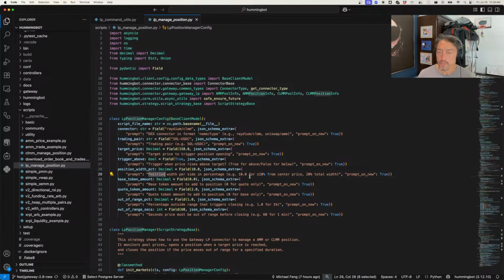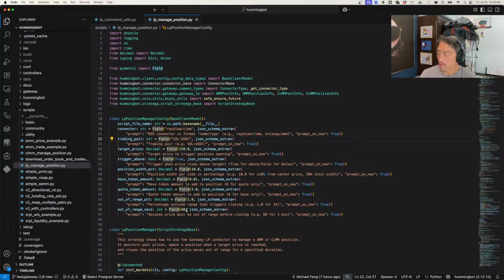So it just assumes that you're placing like 10% on either side of whatever price it is, and you're going to use a certain amount of base and a certain amount of quote to create that position. And then once that position is in range, the script will continue monitoring that position until it's out of range for a certain period of time, in which case it will exit it. So first, let's go ahead and create a configuration for this script, and we'll run it and use it as an example to see how we can simulate automating LP management.